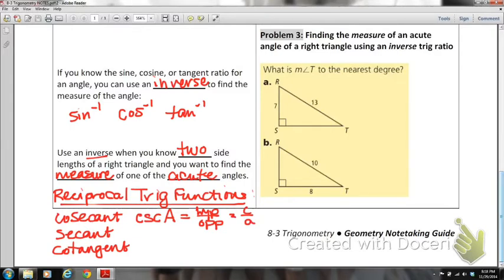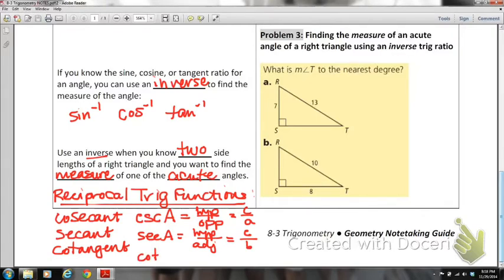For secant, the abbreviation is SEC, secant of A. This is the reciprocal function for cosine. Cosine is normally adjacent over hypotenuse. So that means that secant is going to be the reciprocal of that. So it's going to be hypotenuse over adjacent. And in our triangle at the top of the page, that's going to be c over b. And finally, cotangent is the reciprocal function for tangent.